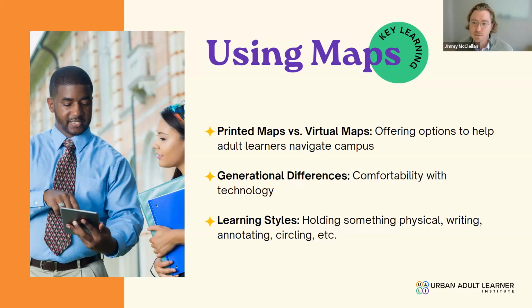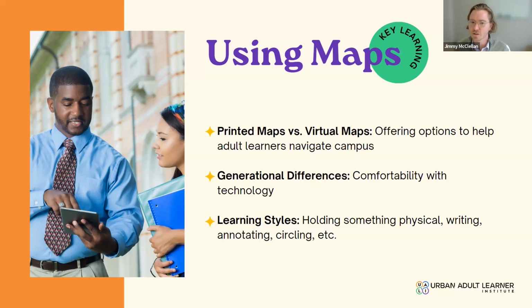Where are printed maps located? How can they find them? If they are just virtual, if that's maybe a policy decision that exists and maybe isn't in our power to change, how can we at least make it a little easier for them to be able to find that? Because they might not know which website to go to immediately. Is that on the homepage of the institution? So on and so forth.